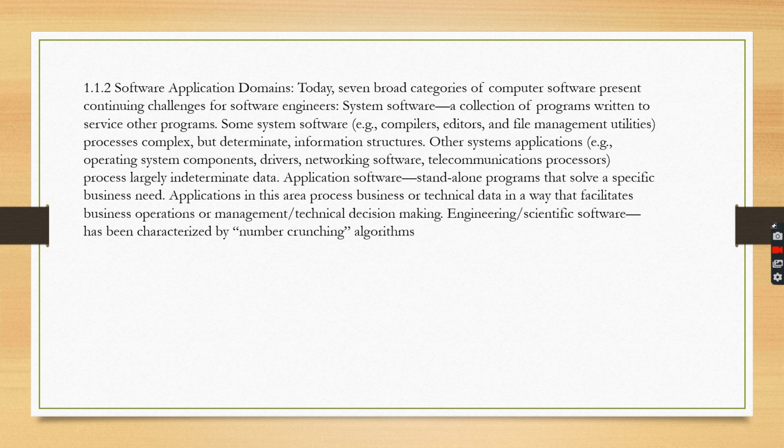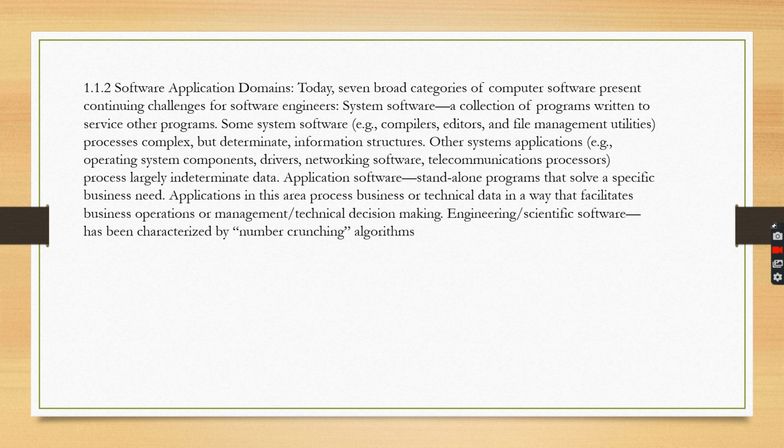System applications such as operating system components, drivers, network software, and telecommunication processes largely process indeterminate data, which simply means the data these applications hold is in a huge form. Application software is the second software which stands in this list. It solves a specific business need. Applications in this area process business or technical data in a way that facilitates business operations or management decision making.